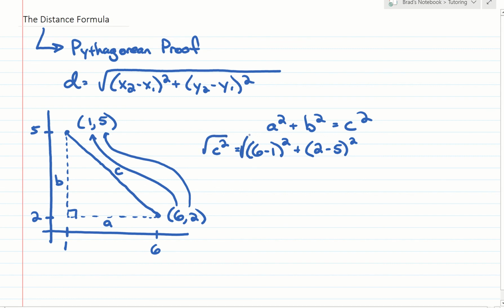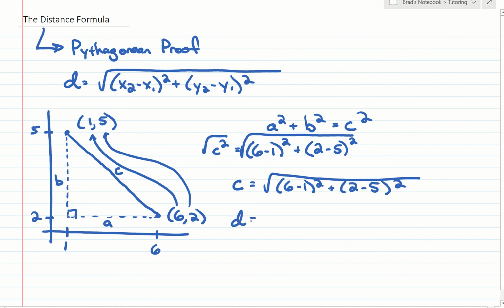So if we take the square root of both sides, this would give us c is equal to the square root of 6 minus 1 squared plus 2 minus 5 squared. And we just showed where the distance formula comes from, because c is actually the distance between our 2 points. 6 we could write as our second x value, and 2 would be our second y value. 1 would be our first x value, 5 would be the first y value. And you could see what we did to figure this out.